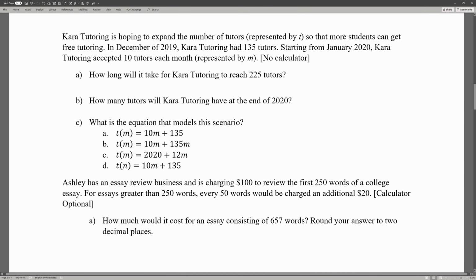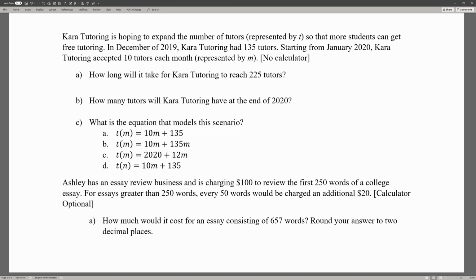Tutoring is hoping to expand the number of tutors, represented by T, so that more students can get free tutoring. In December of 2019, Tutoring had 135 tutors. Starting from January 2020, Tutoring accepted 10 tutors each month, represented by M. How long will it take for Tutoring to reach 225 tutors?